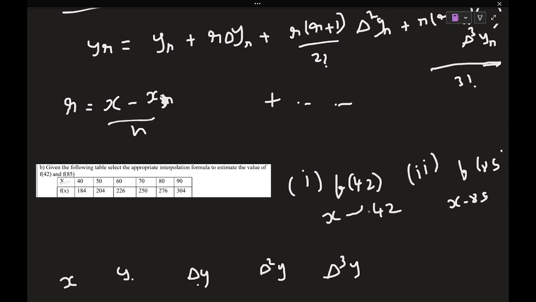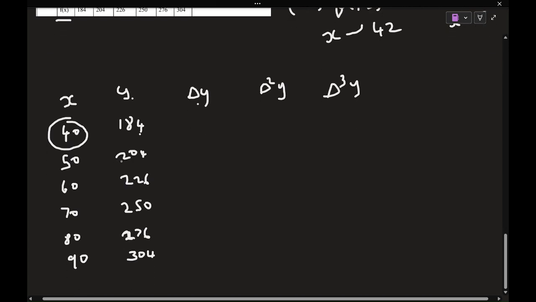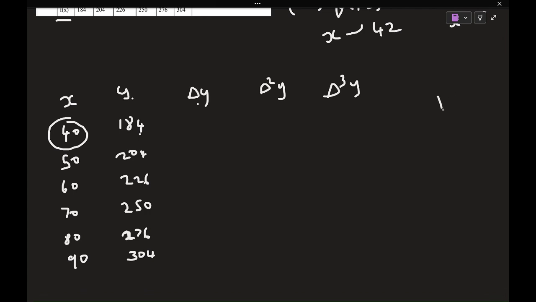Now since I got my x value, I'll make the same table. I'll just write it down. Instead of f of x, I'm writing y to make it easier. Now 40, 50, 60, 70, 80, 90, 100. So what will my h be? h is 10. My x is 42.